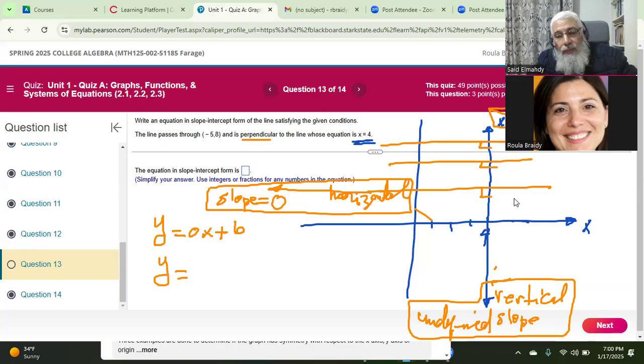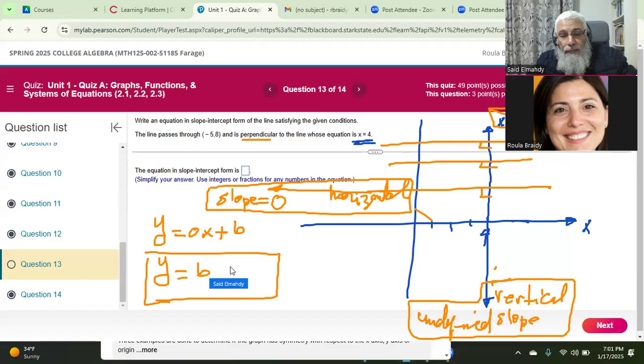So what is perpendicular to a vertical line? A horizontal line. A horizontal line has a slope of 0. So it is y equal to 0x plus b. And now the point is (-5, 8). So y is equal to what? b. And b is equal to what? It is 8. The equation is y equal to 8.